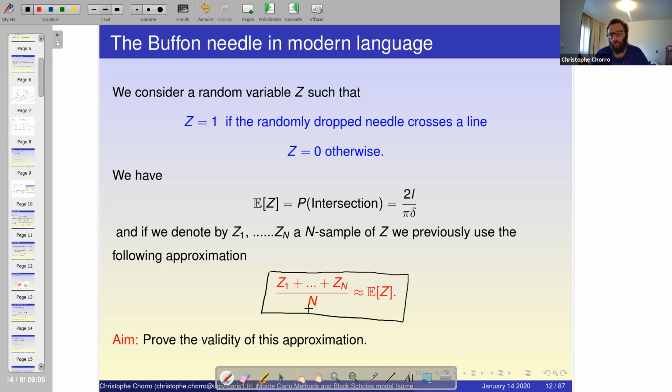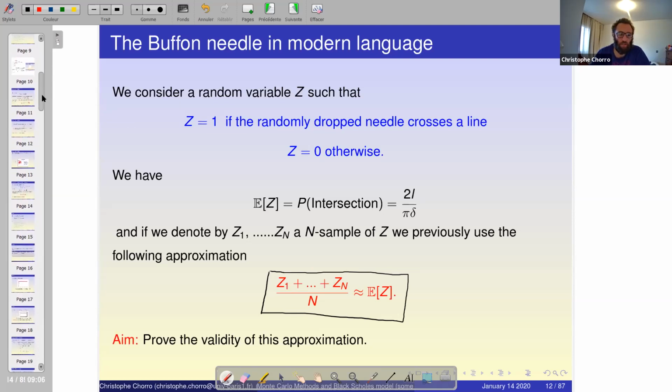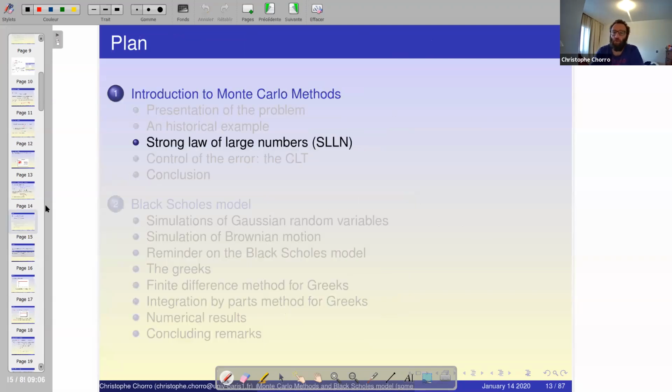Okay, so we have just written, in the language of modern probability, the approximation that I have used previously. The idea is to justify from a theoretical point of view the validity of this approximation. That's exactly what we are going to do now, with two famous results that you have already studied in probability theory. The first one is the strong law of large numbers.